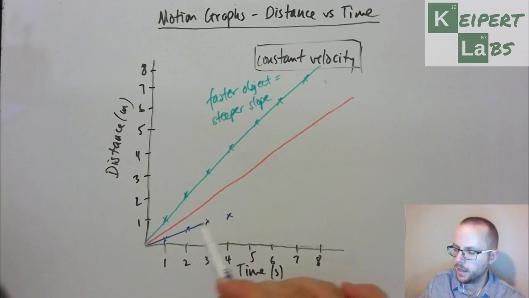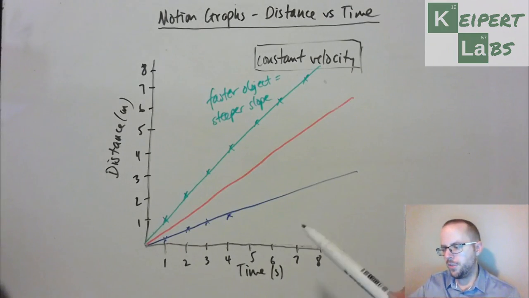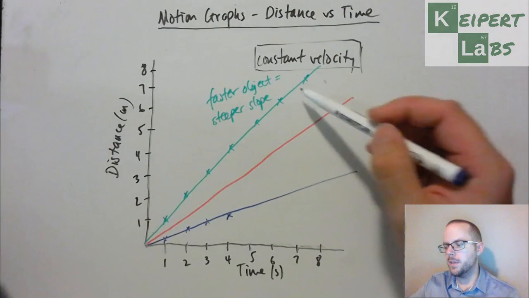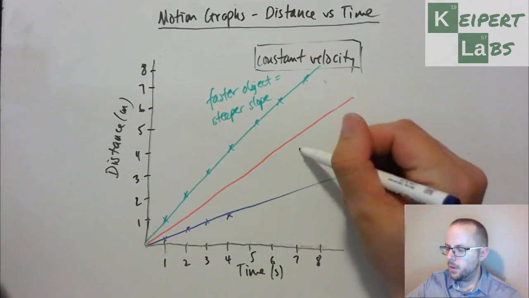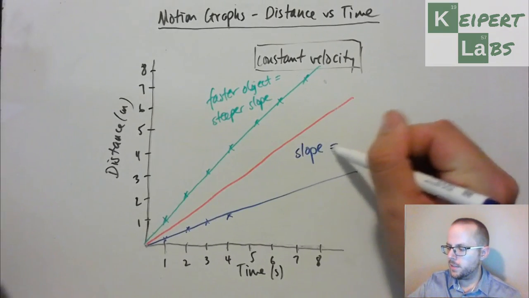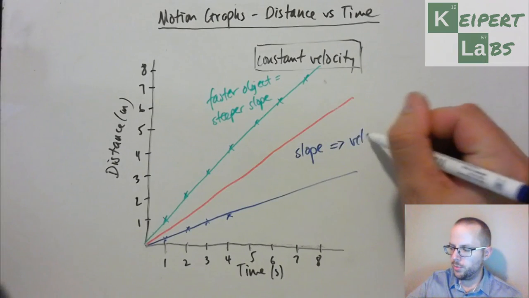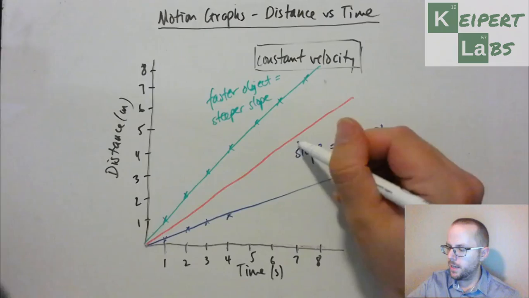Okay, so we get to 1 meter by the time we get to 4 seconds, and so on. So we've got 3 straight lines here of varying slope, varying steepness, that relates to their speed. So the slope connects to the actual velocity of the object, how fast it's traveling. Okay, so that's a key idea.